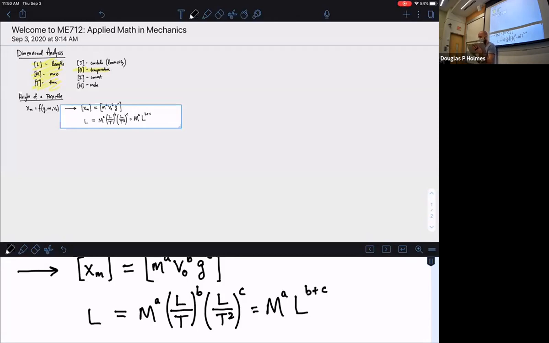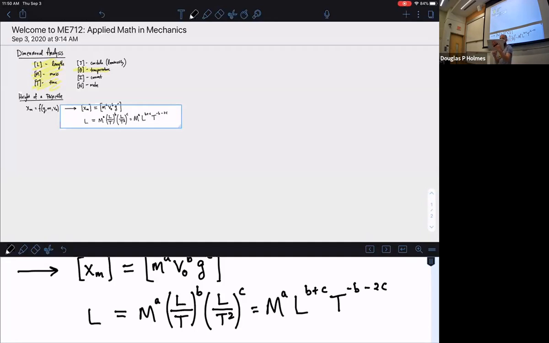And now we'll take time. Yeah, that's right. Time appears in the denominator in both cases, so both of the exponents here are going to be negative. So it's going to be T to the negative B minus 2C, because it's squared in the third term.